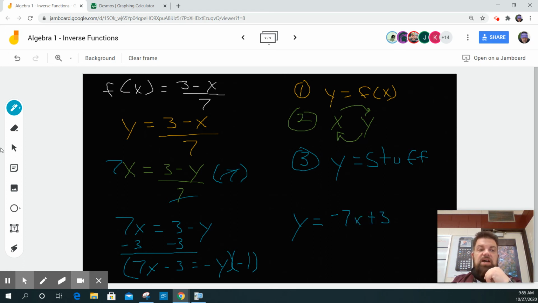And so now that I've got that done, now I do step 4. We're going to let y equal the inverse of f. In other words, we're going to put the inverse function notation in there. And that is it.